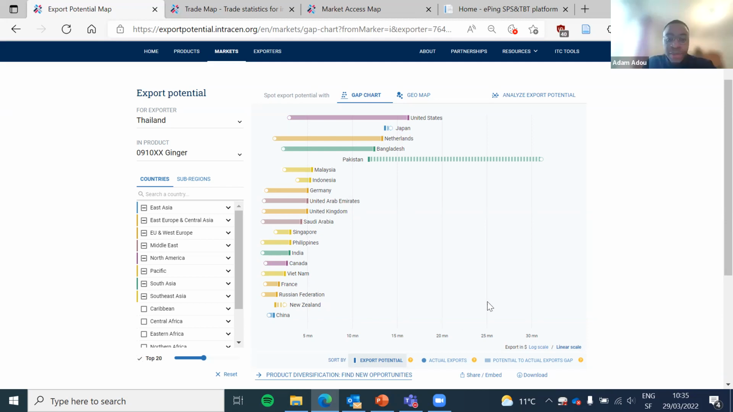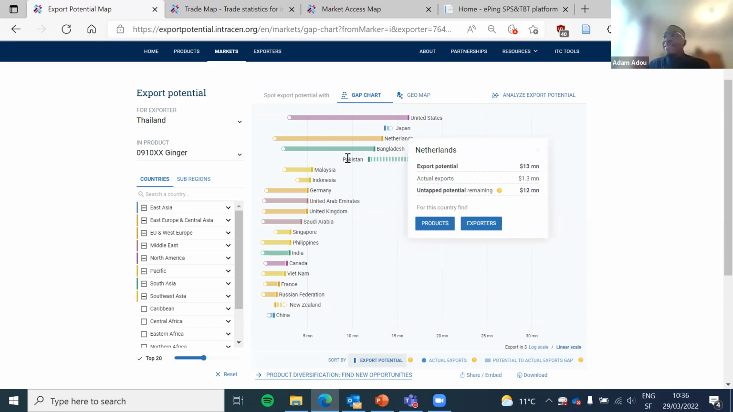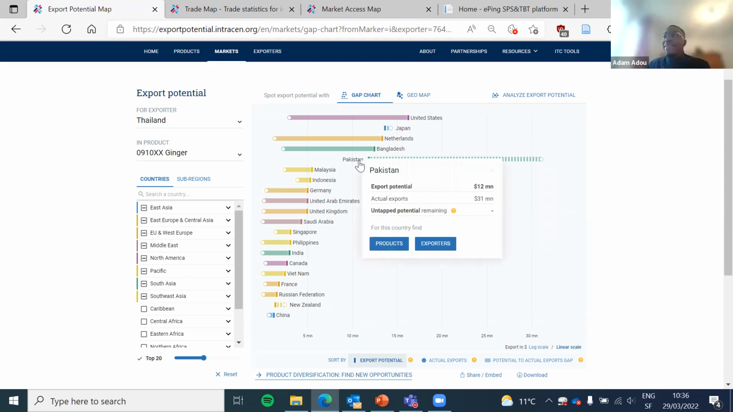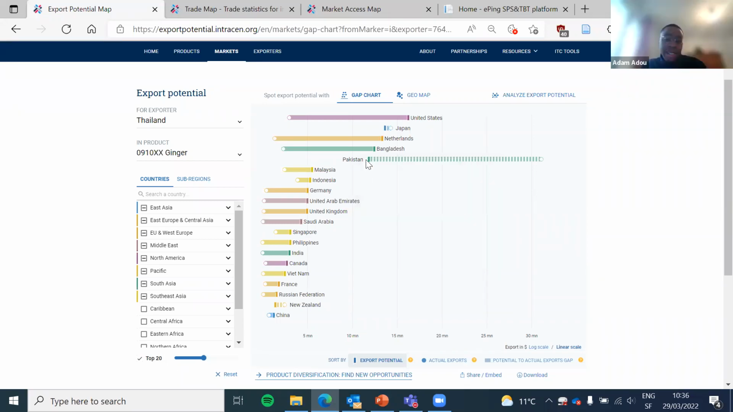But then you will tell me, yes, but Adam, why is it like this for Pakistan? That might be your question. Why is it a discontinuous stock bar and not like for the United States, the Netherlands, or Bangladesh? Because in the specific case of Thailand, when exporting to Pakistan, Thailand has a higher actual export than the expected export potential. So you will ask me, how is it possible?